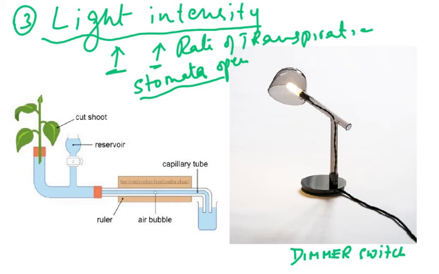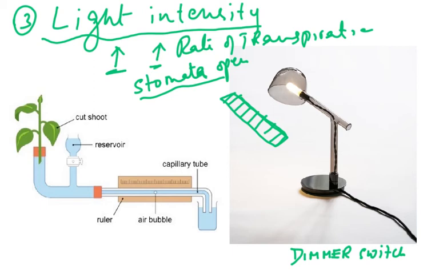Please don't think that light is giving it heat, because we would have a heat shield here. We would not allow the heat to pass, we'd only allow the light to pass. So what you have to understand is that increasing the light intensity means more the stomata open, photosynthesis is more. So more the rate of transpiration, because the stomata allow the water vapors to diffuse out.